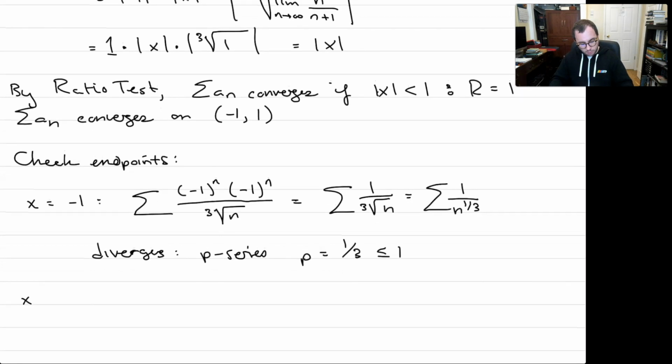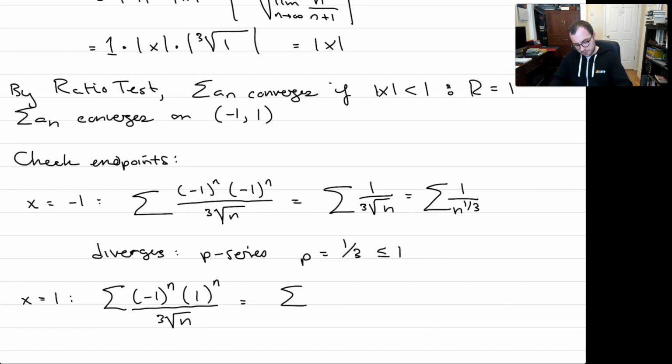What happens when we plug x equals 1 in? So negative 1 to the n. Now the x is replaced with 1. So it's not x to the n, it's 1 to the n over cubed root of n, which is equal to 1 times negative 1, still negative 1. And now we get an alternating series, 1 over the cubed root of n. 1 over cubed root of n goes to 0 as n goes to infinity because the denominator gets infinitely large. And it's also a decreasing function. So this converges by the alternating series test.